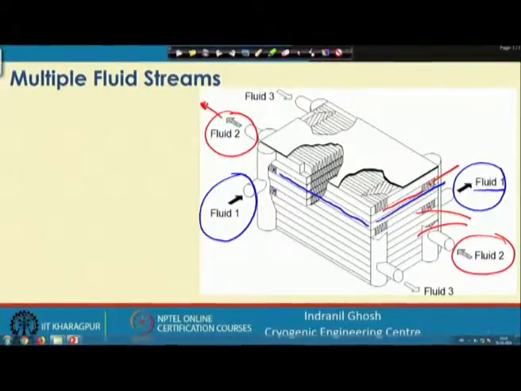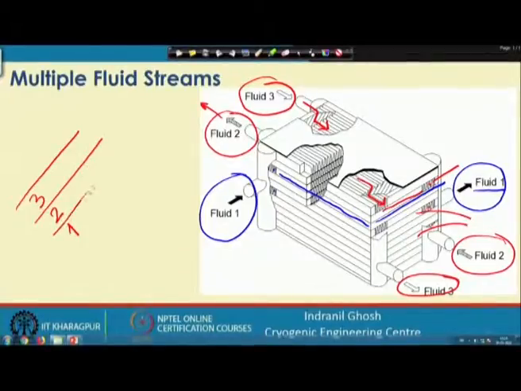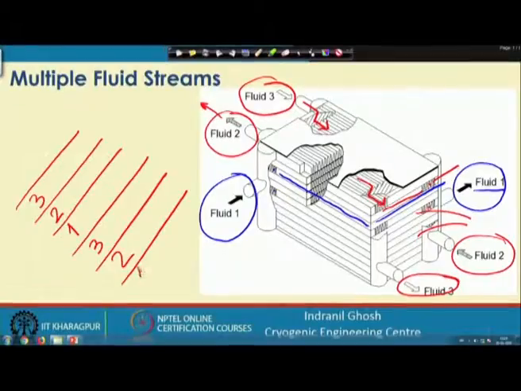So, what about the third one? The third fluid stream is entering from this side and coming in. So, this is occupying the first layer and then moving out from this side, and finally it is going out from this header. Like that, the arrangement is 3, 2, 1, and there is a repetition of this again 3, 2, 1, and so on. So, it is like that it will be arranged.